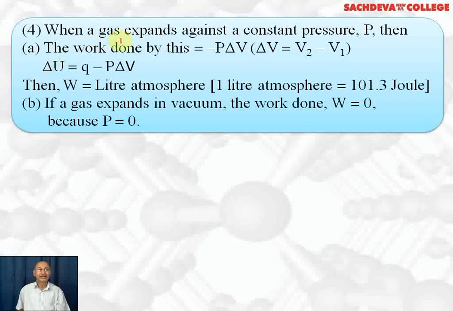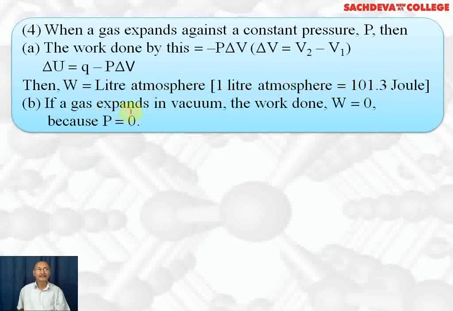Another point, when a gas expands against a constant pressure P, then the work done will be equal to minus P delta V. This P is external pressure and delta V is change in volume, and change in volume is equal to V2 minus V1. So we can modify the equation: delta U is equal to Q minus P delta V. Now W is in liter atmosphere. If it is in liter atmosphere, we can convert it into joules. 1 liter atmosphere will be equal to 101.3 joules.